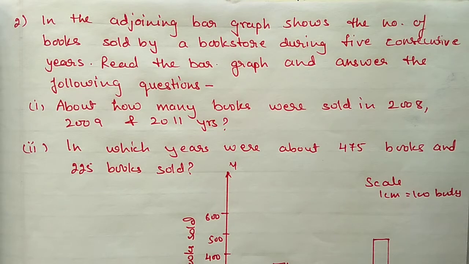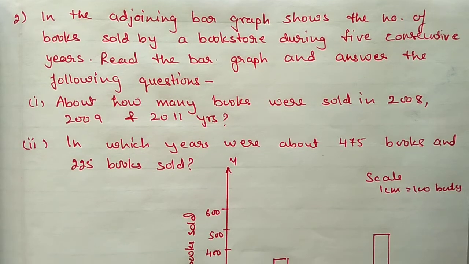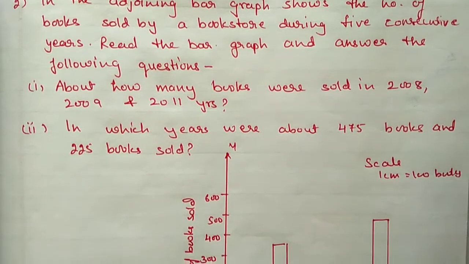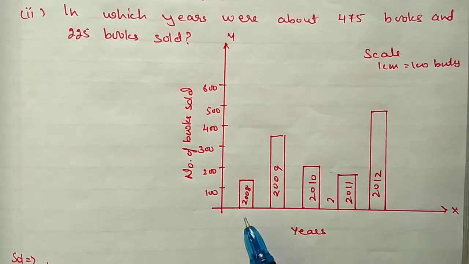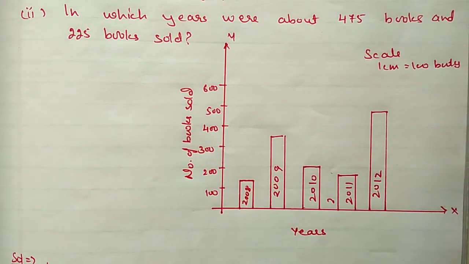Next question number 2. In the adjoining bar graph, shown the number of books sold by a bookseller during 5 consecutive years. Read the bar graph and answer the following questions. About how many books were sold in 2008, 2009 and 2011. Second part, in which year about 475 books and 225 books sold out. So this graph is given here. We have to read this graph and give the answer.